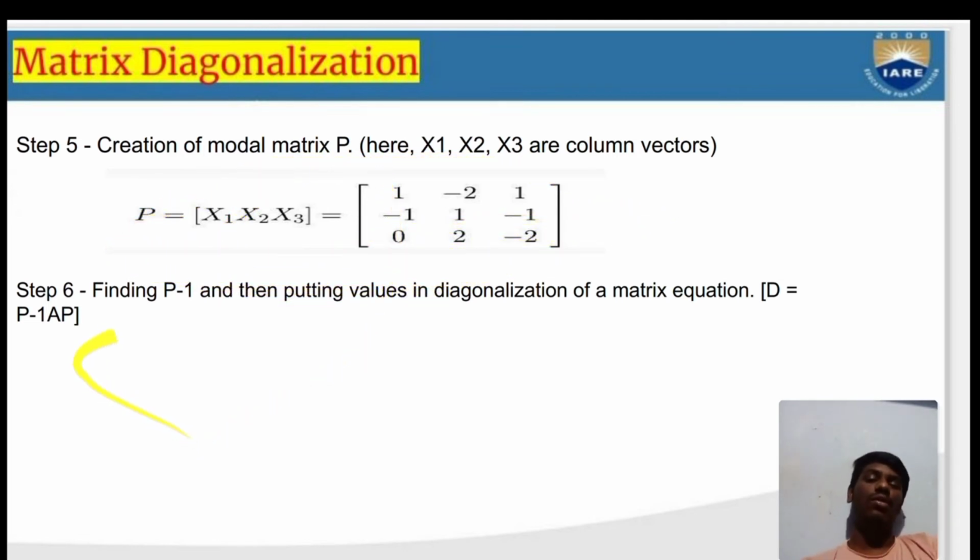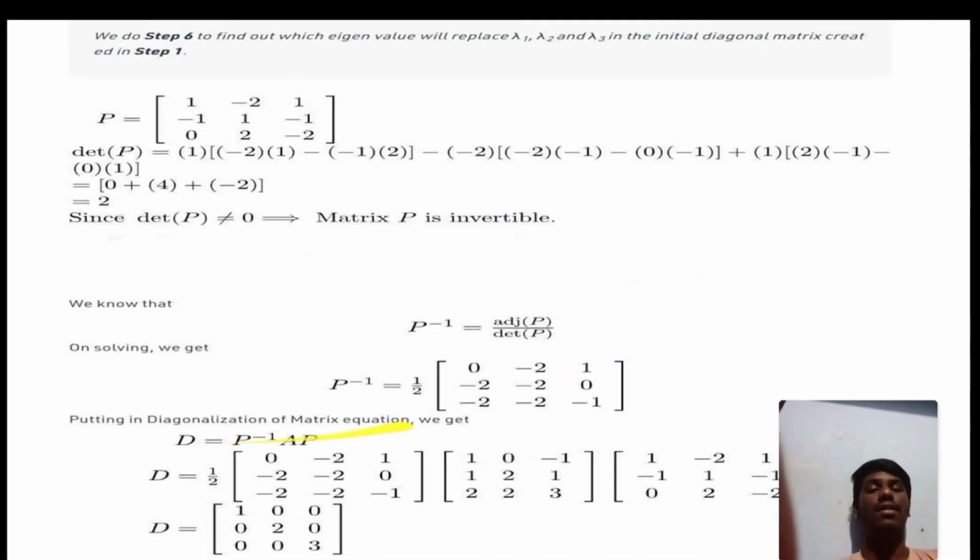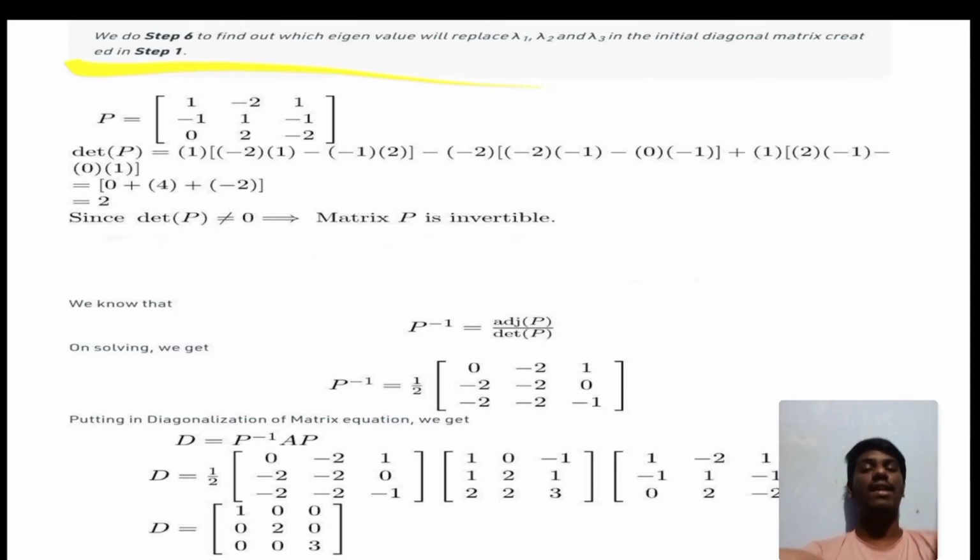And the sixth step, we should find P inverse for the equation D is equal to P inverse A P. For substituting in that, we should find P inverse. Finding P inverse and putting the values in the diagonalization of the matrix, D equal to P inverse A P. As we know A, by putting in these three values, you will get the diagonal matrix D. We do step 6 to find out which eigenvalues will replace lambda 1, lambda 2, lambda 3 in the initial diagonal matrix created in step 1.